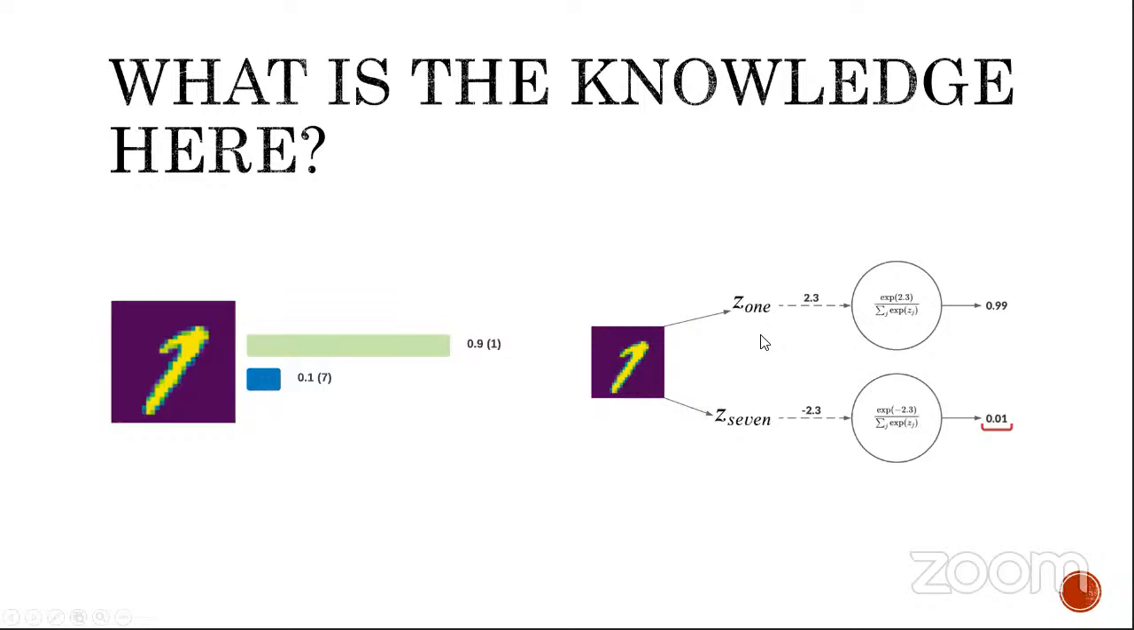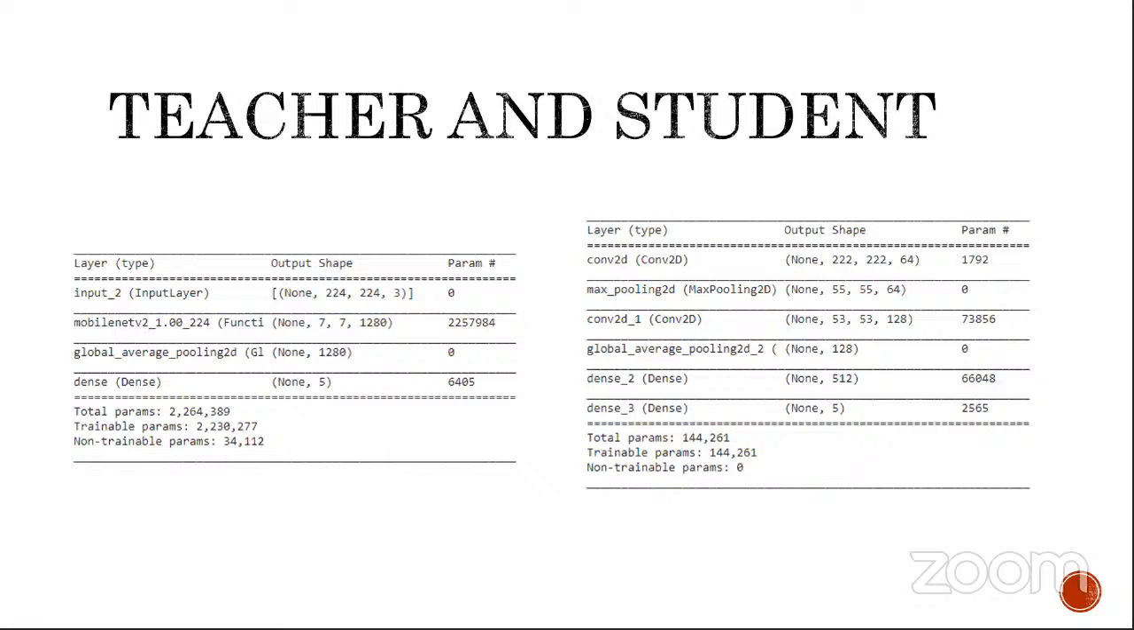So the teacher will understand this kind of knowledge better, how much dependency this has, and how much structural dependency it has towards the seven. So this point, more than 0.9, this 0.99 and 0.01 kind of understanding better describes this image. So in this scenario, we have two different architectures, teacher and student.